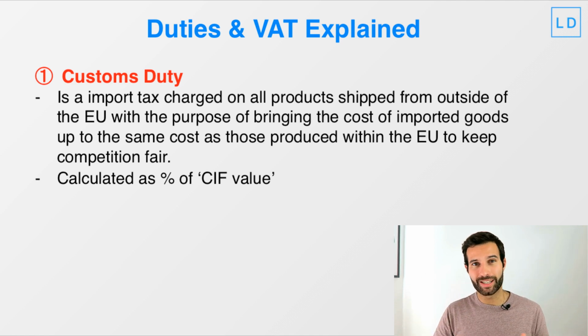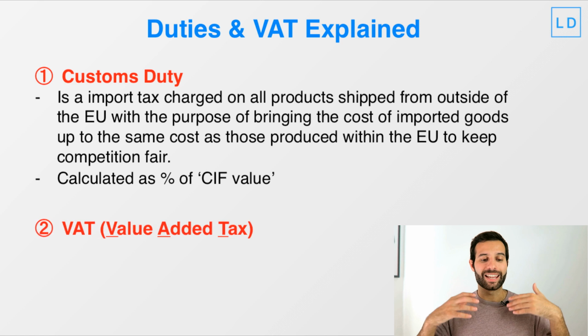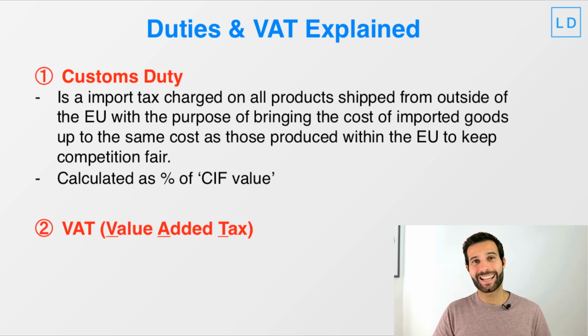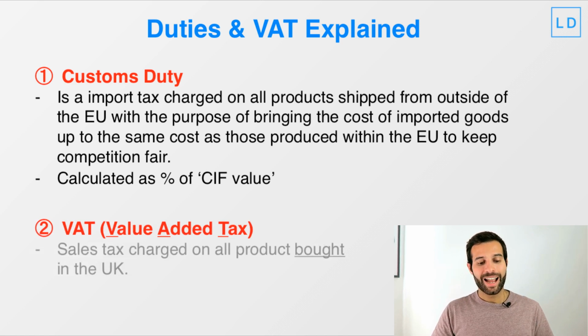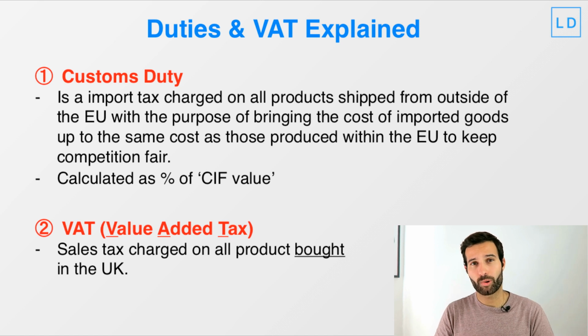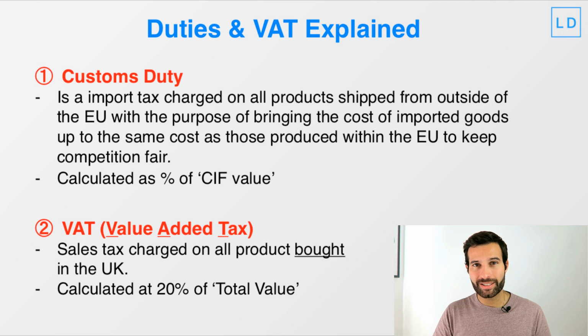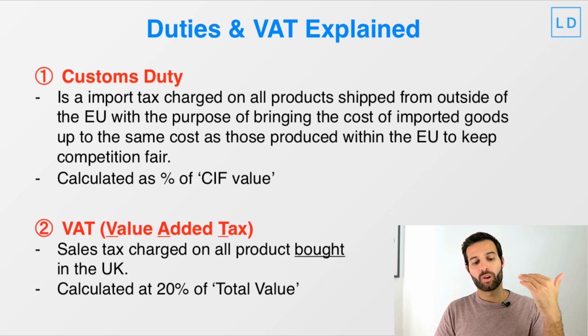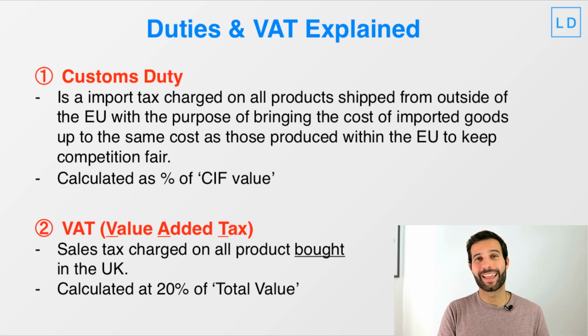So that's customs duties. The second fee that you need to pay is VAT. Now, VAT stands for value added tax, and it's a sales tax charged on all products bought in the UK, and it's calculated as 20% of the total value of your shipment. So the reason why I've underlined bought here is that it's really important to understand that VAT is not only charged when products are sold in the UK, but also when they're bought in the UK.